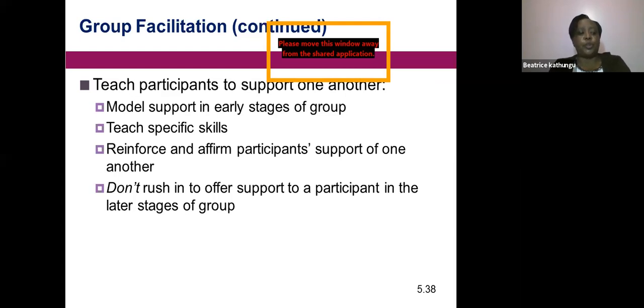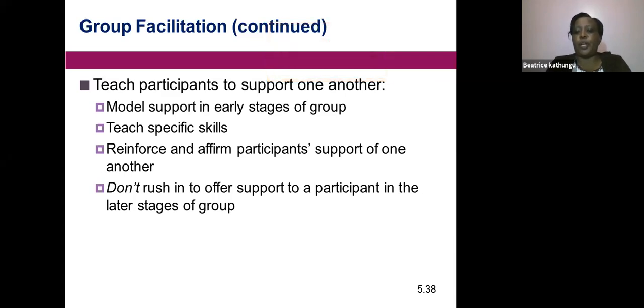The other thing we need to do is to teach participants to support one another. And you can model support in the early stages. Like I have said, in the early stages, it may not be spontaneous, so much of it you will be doing, and they are learning from you. For example, when you encourage a member who seems hesitant to speak, you're modeling support, and fellow members of the group can also learn to do the same.